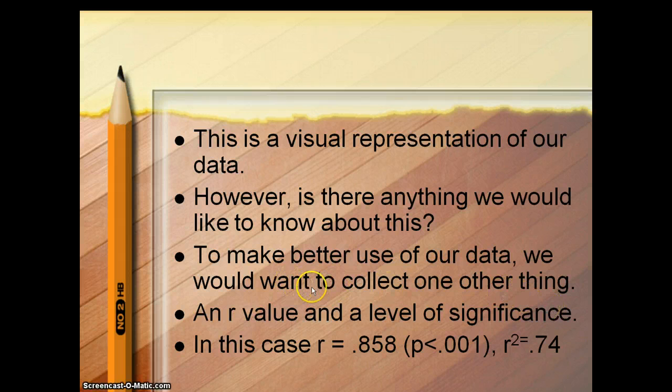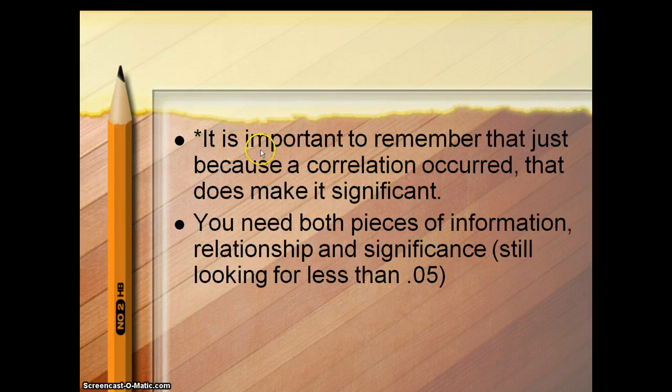That goes back to the cause and effect relationship. Just because two things are related, that doesn't indicate cause and effect. There are other things contributing to that relationship, and because we cannot account for that here, we don't know what it is. As I said, it's important to remember that just because a correlation occurred, that does not make it significant. You need both pieces of information. And we're always still looking for less than 0.05 for a significant relationship. And I'll provide some examples when this is over of what that would look like.